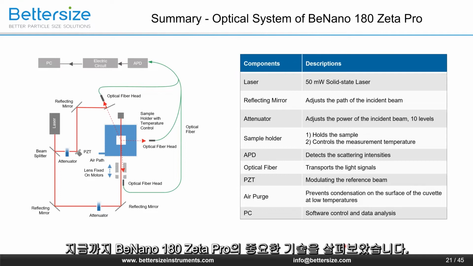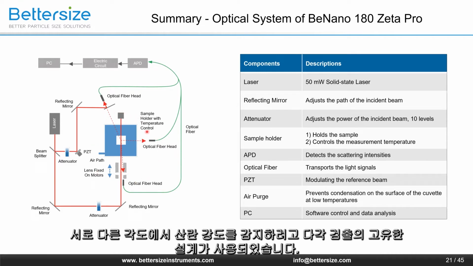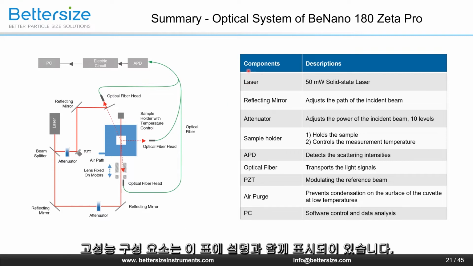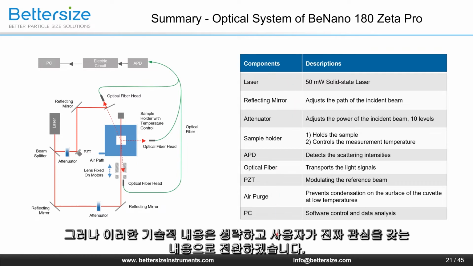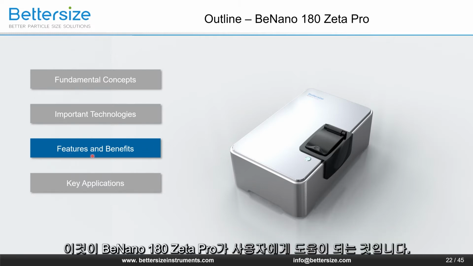Okay, we have walked through the important technologies of the BeNano 180 Zeta Pro. A unique design of the multi-angle detection has been set up to detect the scattering intensity at different angles for size, zeta potential, and molecular weight measurements. High-performance components are displayed in this table with descriptions. But let's skip these technical stuff and turn to what the users truly concern, which is how the BeNano 180 Zeta Pro benefits the users.